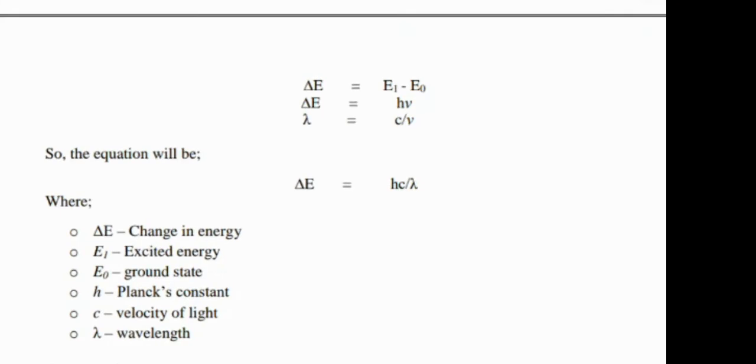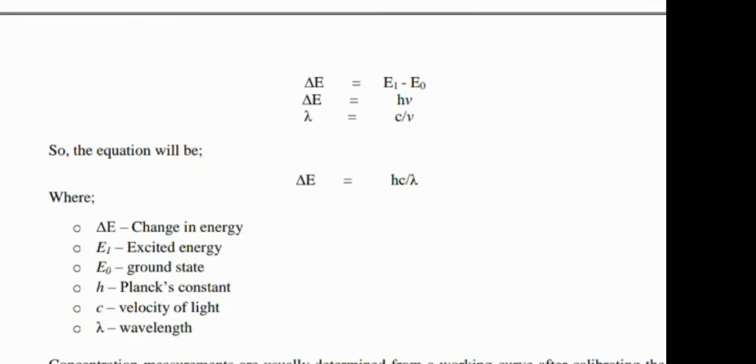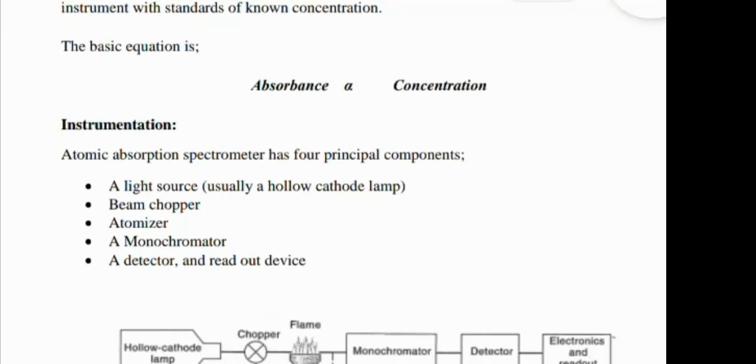Its equation is that delta E is equal to E1 minus E naught, delta E is equal to hv, and lambda is equal to c over v. So it becomes delta E is equal to hc over lambda, where delta E is the change in energy, h is Planck's constant, c is the velocity of light, and lambda is the wavelength. Now further we will see that the absorption is directly proportional to the concentration.